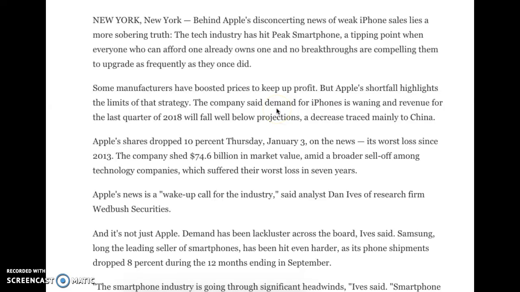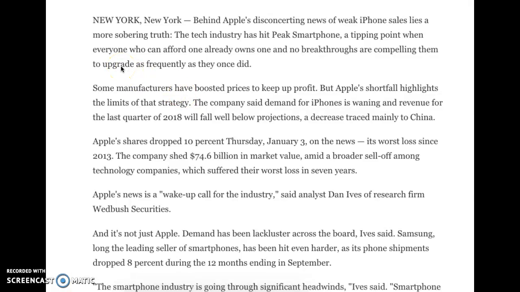The company said demand for iPhones is waning, and revenue for the last quarter of 2018 will fall well below projections, a decrease traced mainly to China. So if we pause here and look back at the first paragraph, we see an interesting point. They're calling it peak smartphone, which is a tipping point when everyone who can afford one already owns one.